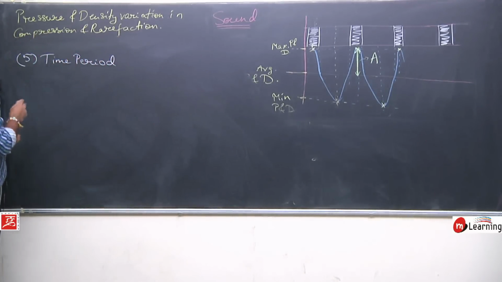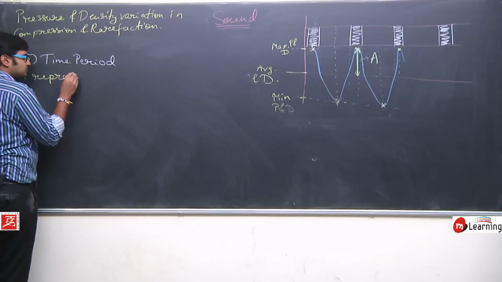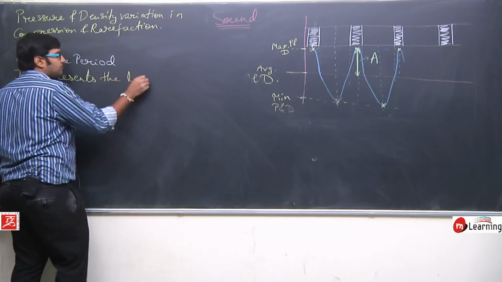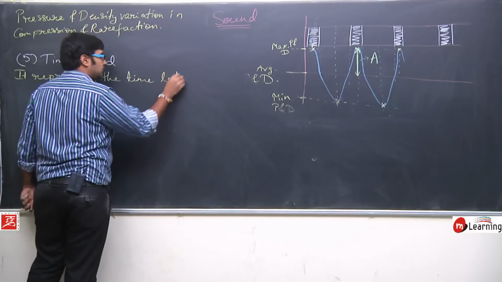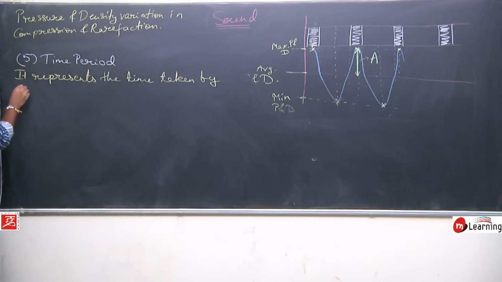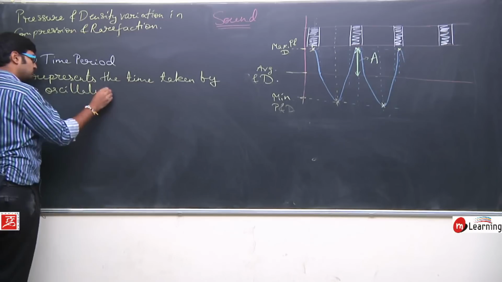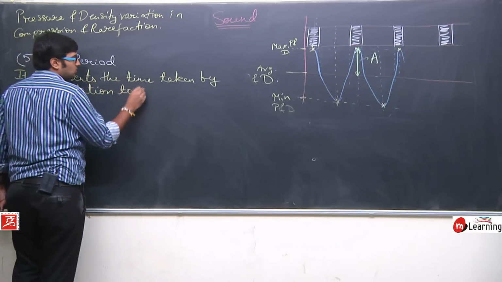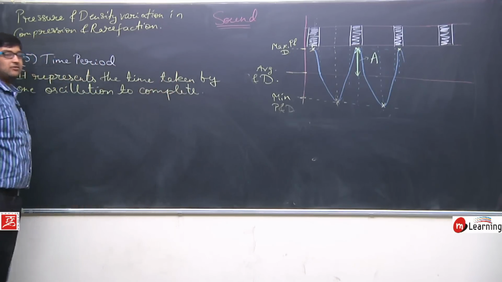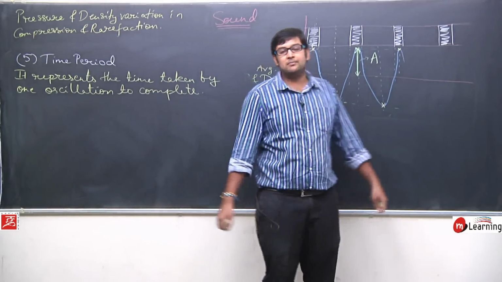So time period represents the time taken by one oscillation to complete. So how much time is required by one oscillation to complete, this is represented by the term time period.